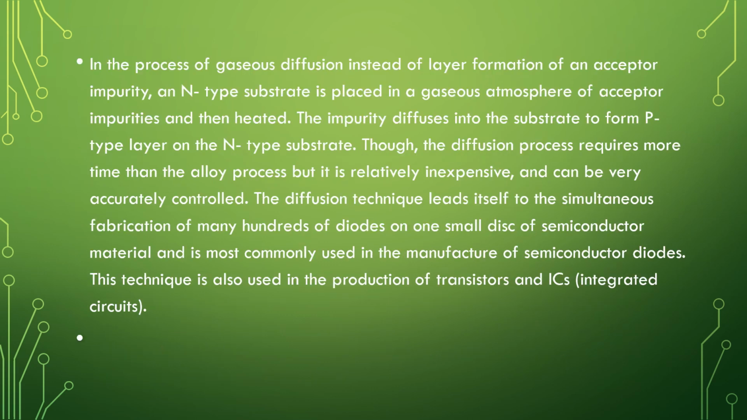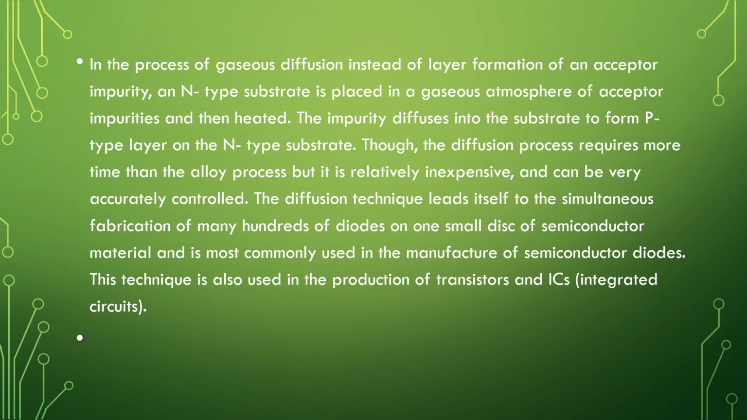In this process of gaseous diffusion, instead of layer formation of an acceptor impurity, an n-type substrate is placed in a gaseous atmosphere of acceptor impurities and then heated. The impurities diffuse into the substrate to form p-type layer on the n-type substrate.